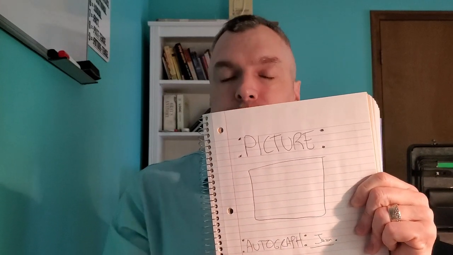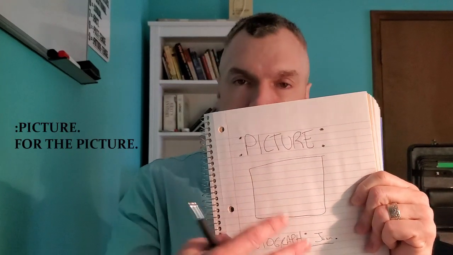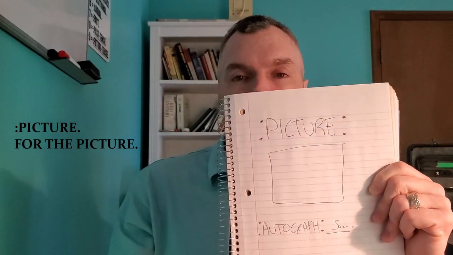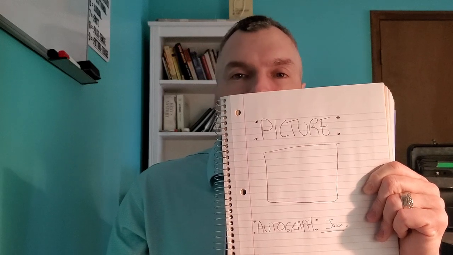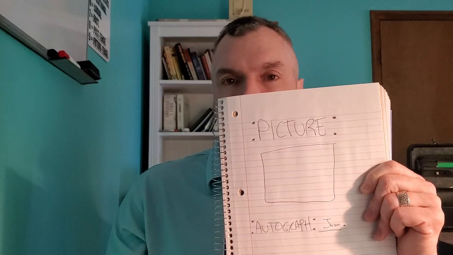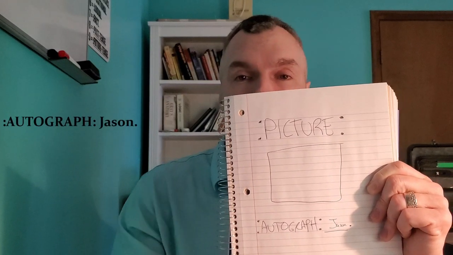The correct way to do it would be to put a period after the word picture. Then you have your picture and it is what it is. Sort of like at the bottom here where you see the word, the colon, and then the word autograph, and then a colon, and then a space, and then the word Jason, and then a period. I'm putting a full stop to that. There's no colon after the word Jason.